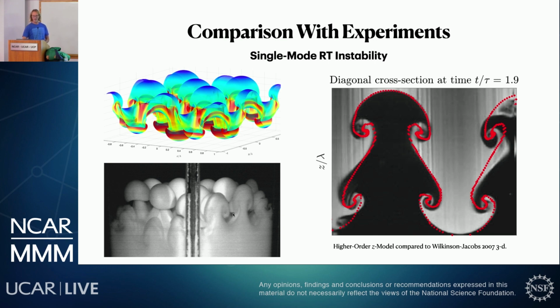So this was the 3-dimensional snapshot. I'm just sort of showing you that at least quantitatively the pictures look the same. And then this is the cross-section. So here I'm comparing the higher order Z model in red with the cross-sectional experiment at a pretty late time. And the comparison's pretty good. I don't know enough about all these experiments to say whether this is really good, but it looks pretty good.